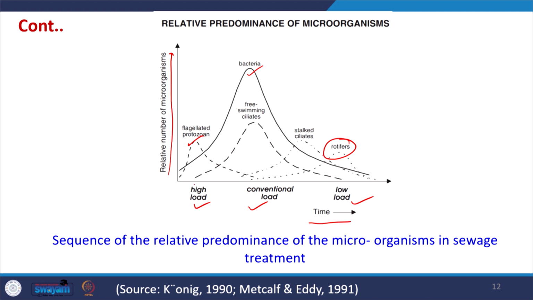High load will be there more in industrial wastewater, and low load will be there where there is scarcity of people, not much community, but the water generated is more. So, this is there. Now, a little bit of the microorganisms we are going to study.